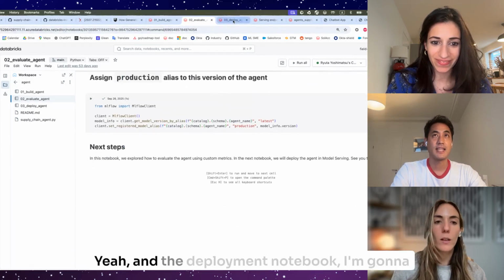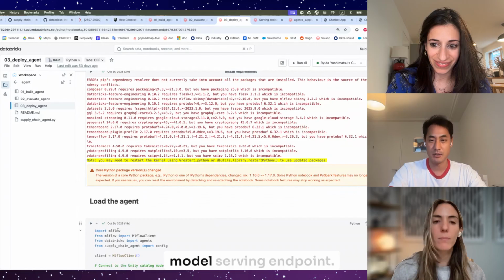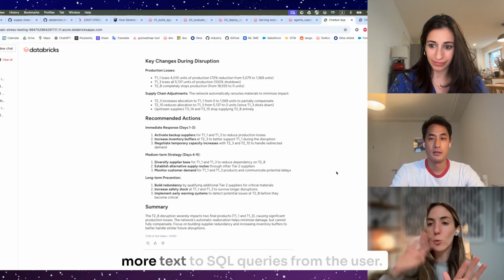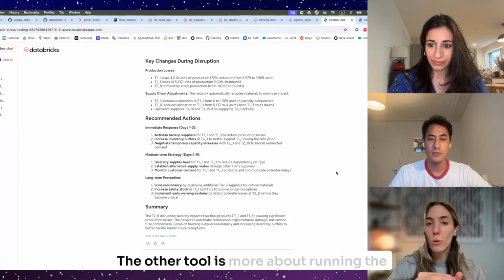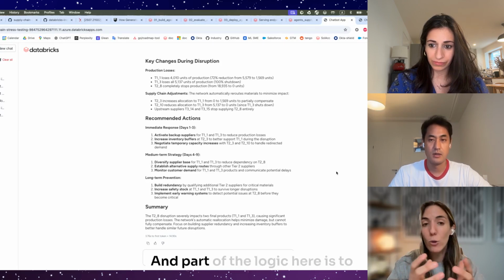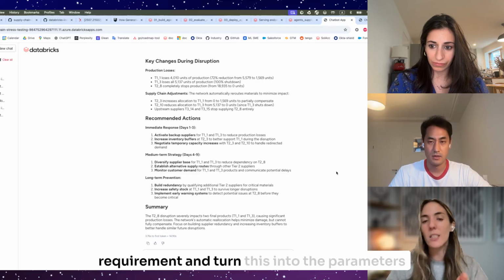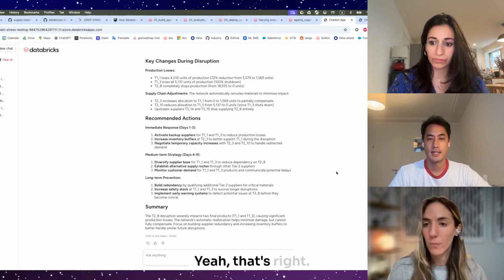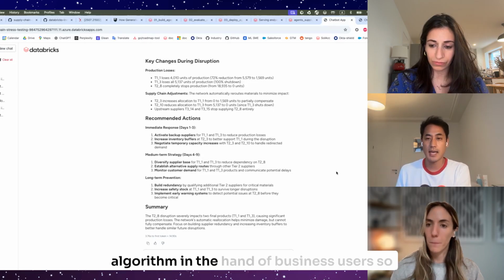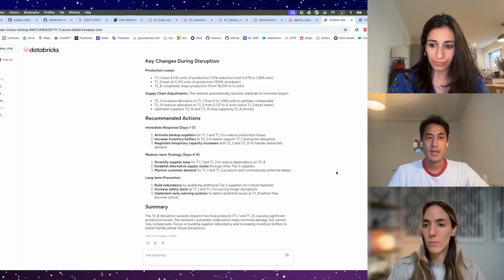Beautiful. Amazing. Yeah. And the deployment notebook, I'm going to just skip this because it's just about this agent.deploy and then putting it behind a model serving endpoint. Okay, basically the architecture of the agent is an agent with tools. One tool is about fetching and understanding more text-to-SQL queries from the user. The other tool is more around running the simulation of the disruption in the supply chain and the impact that will have. And part of the logic here is to allow the model itself to understand the user requirement and turn this into the parameters for the optimization. Yeah, that's right. And ultimately what it's doing is bringing this sophisticated optimization algorithm into the hands of business users so that it can be executed anytime they want. Cool. Completely abstracted. Yes, that's right.